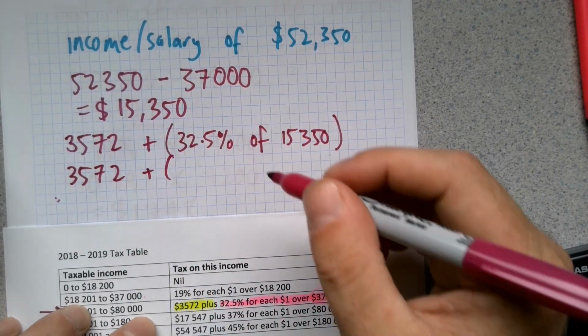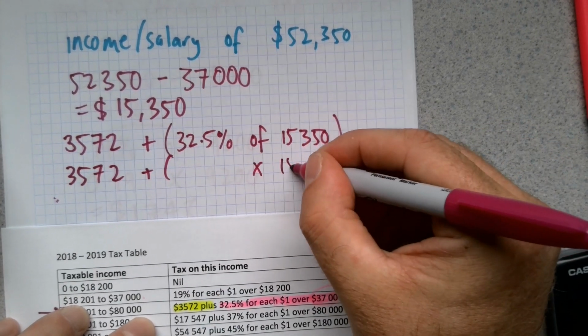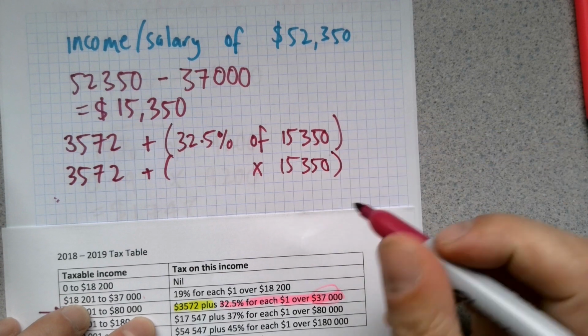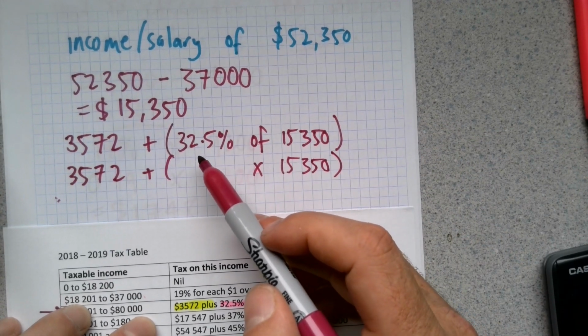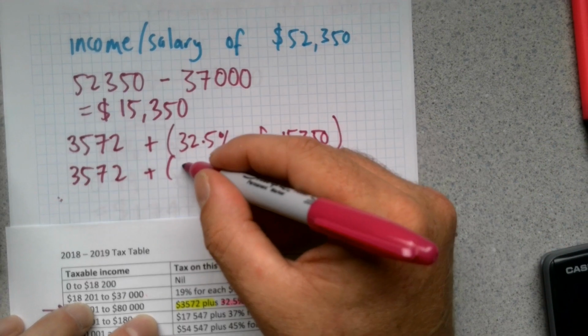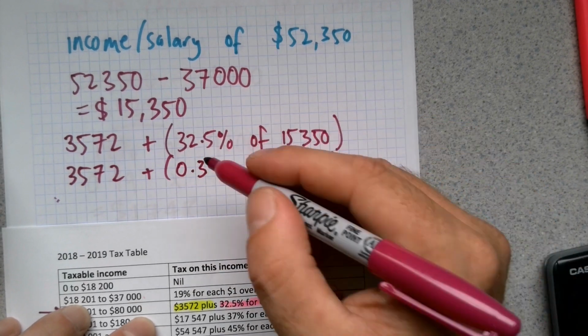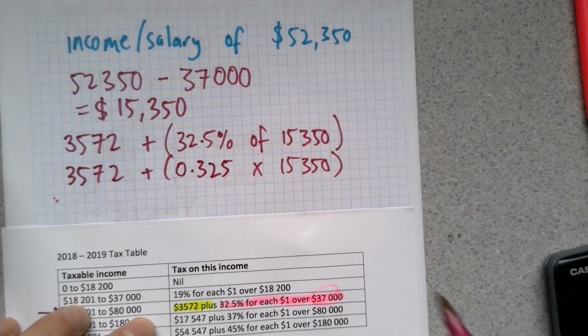Something we can do in our calculator. Of means times. We're going to keep that amount the same. And remember, we're going to turn this percentage into a decimal before we multiply it. That's how we work out a percentage of a number: times it by its decimal.